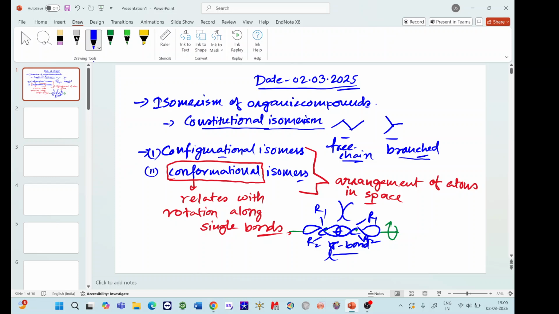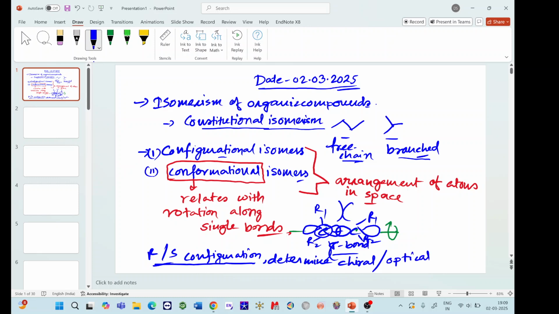Configuration is related with only one carbon center. Like, you must have heard of the RS configuration. This we'll study later. This actually helps you determine chiral or optical properties. So these are associated with configurational isomers, but conformation associates with the rotation along a single bond.